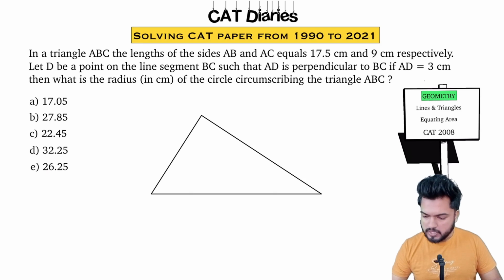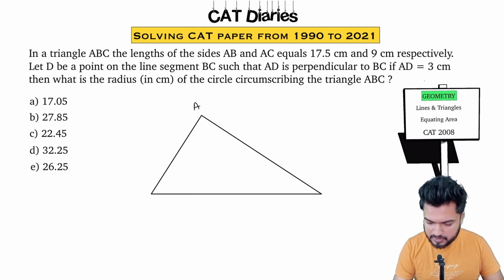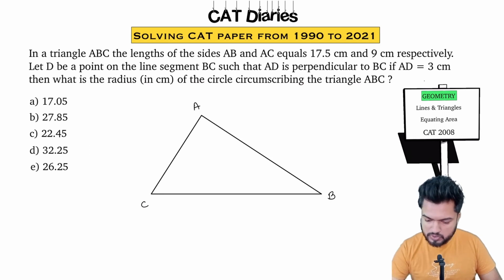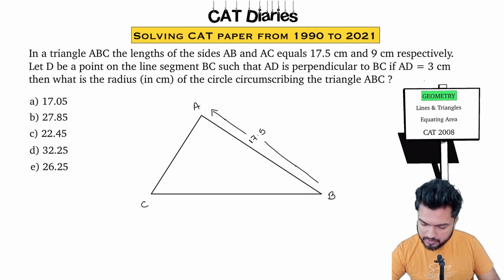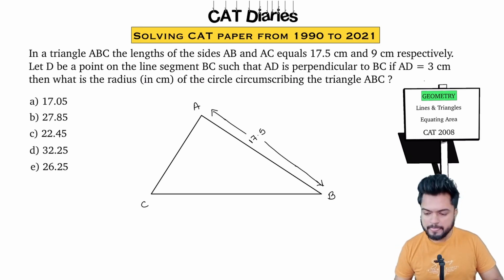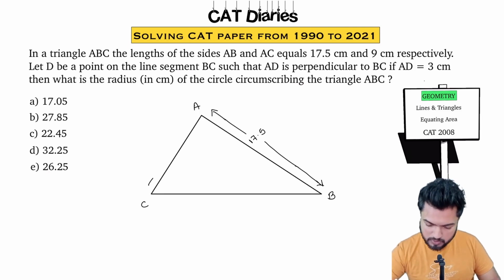So this is the triangle, let's name it ABC. What is given to me is AB equals 17.5, so this length is equal to 17.5 centimeter. That's what I'll write here. And AC equals 9. Okay, so let's put this AC as equal to 9.